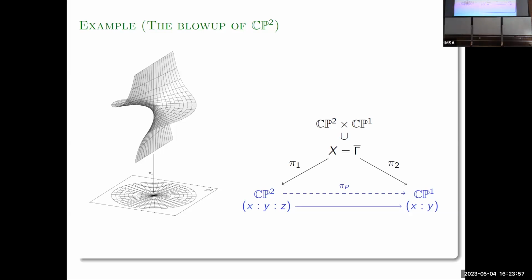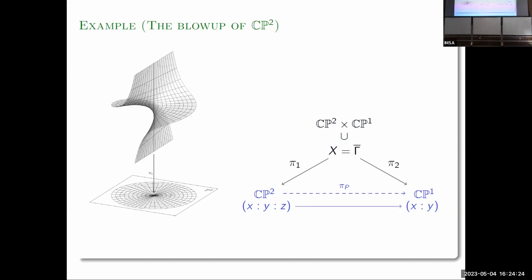And then if you take the closure of the graph, this is precisely the blow up of P2 at the point. And so this is the picture. So you see that if you remove the point, then over the punctured plane, this map is an isomorphism, and then you replace your point by what we call an exceptional divisor CP1 over it.